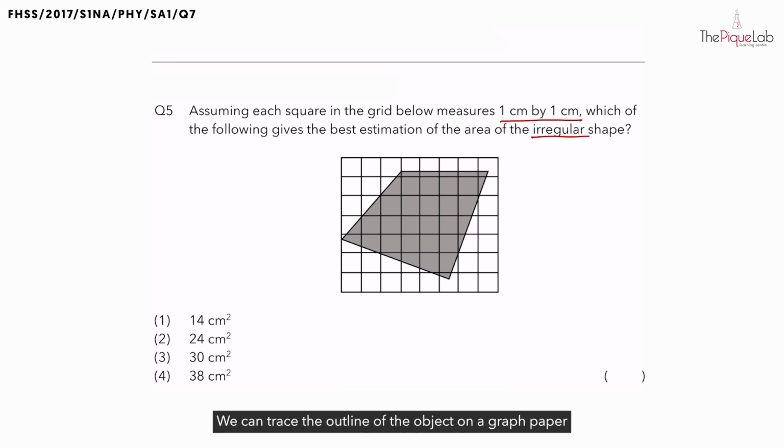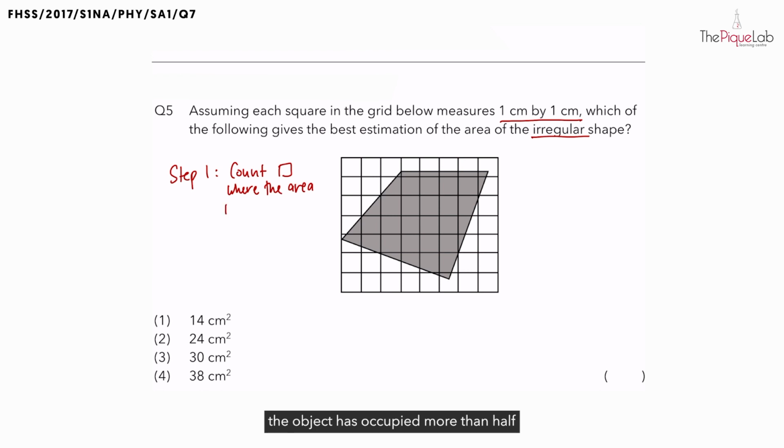We can trace the outline of the object on a graph paper or any paper with grid boxes like shown in the diagram. Once we have traced out the outline of the irregular shaped object, the first step is to count the number of boxes where the object has occupied more than half of the area of the grid box.